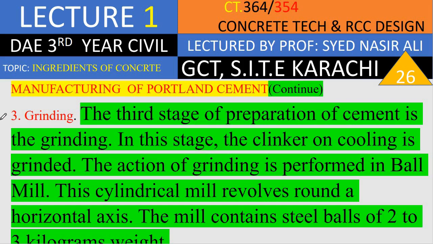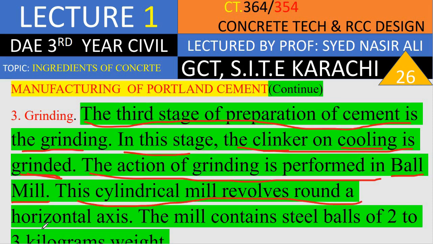The last stage is grinding. The third stage of the preparation of the cement is grinding. In this stage, the clinker is ground after cooling. The clinker is cooled down and after cooling it is ground. The grinding is performed in the ball mill. This is very important. The ball mill is the place where the clinkers are ground. The cylindrical mill revolves around a horizontal axis. The mill contains steel balls of 2 to 3 kilograms weight.